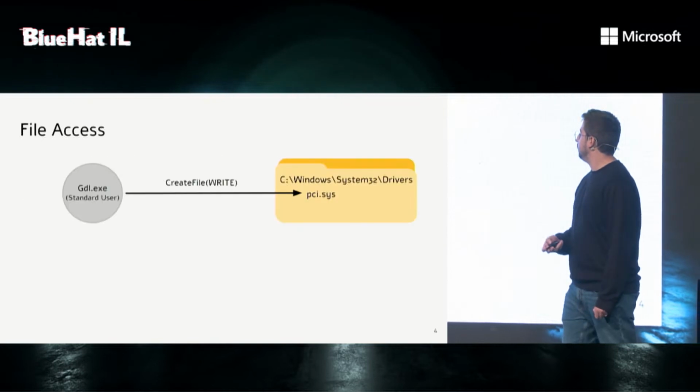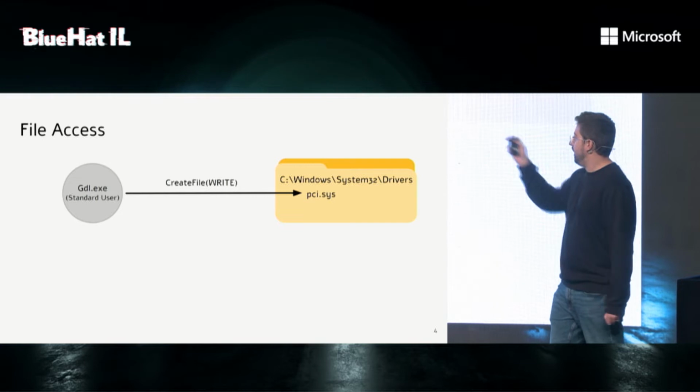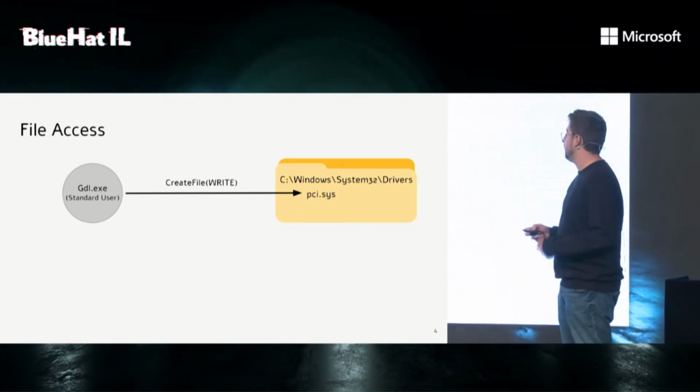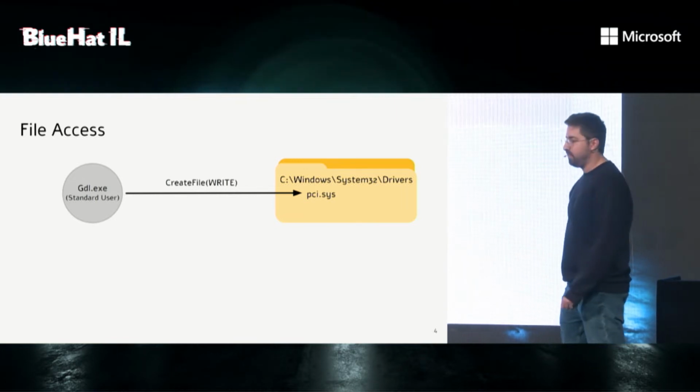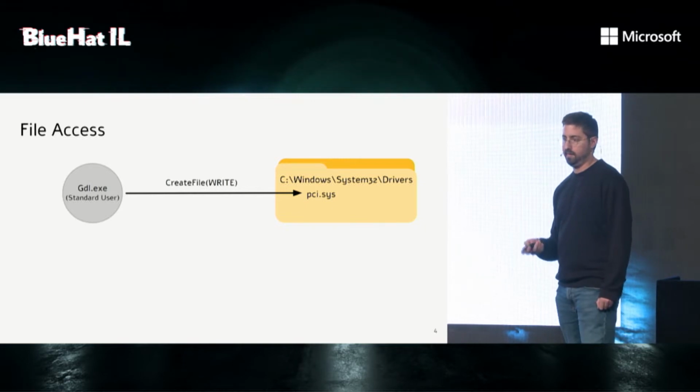So the first thing you need to know is what happens when you access files in Windows. Let's say that we have the process gdl.exe that runs as a standard user on the system. And gdl.exe tries to open the file c:\windows\system32\drivers\pci.sys for writing.